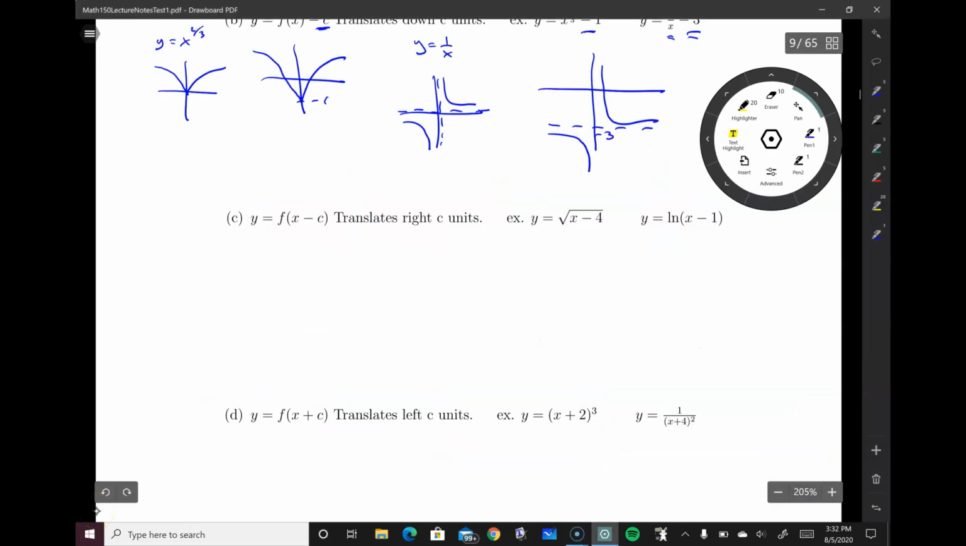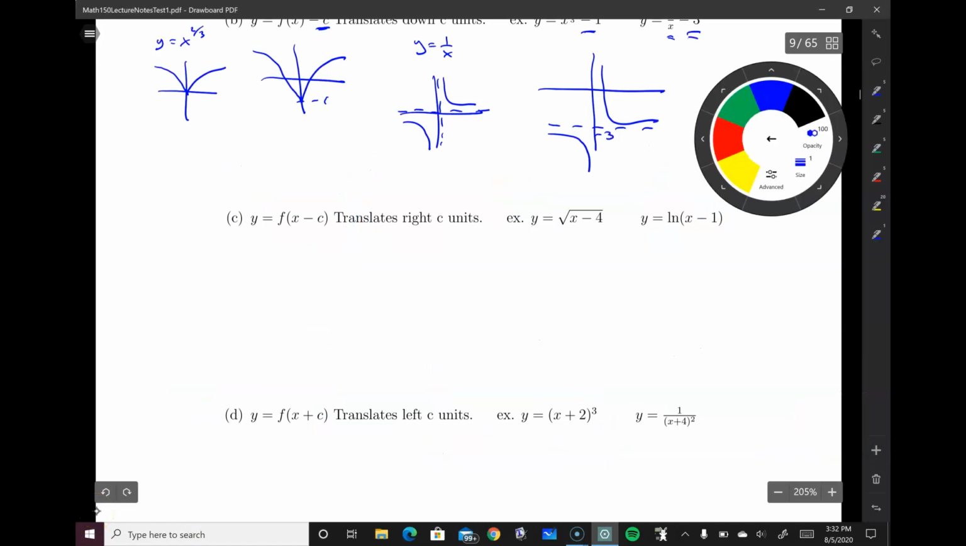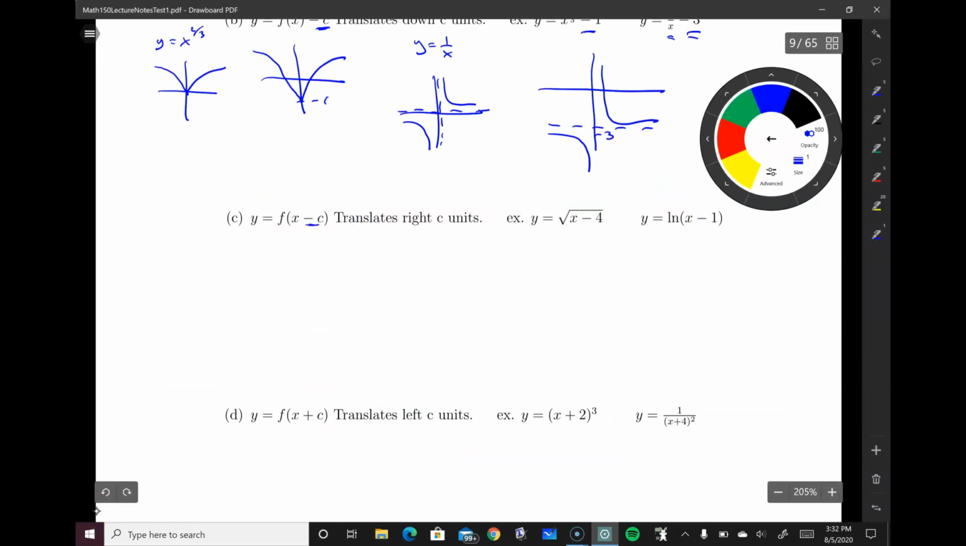All right, so subtracting a constant on the inside of a function, minus c, like this, -4 on the inside. You know the regular root x graph looks like this. So y equals root of x minus 4 shifts it to the right by 4 units, so it looks like this.